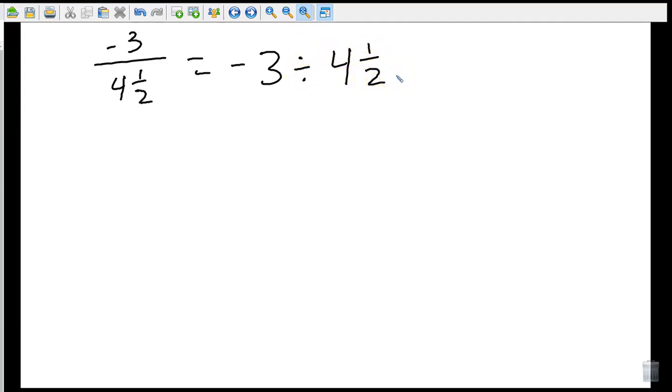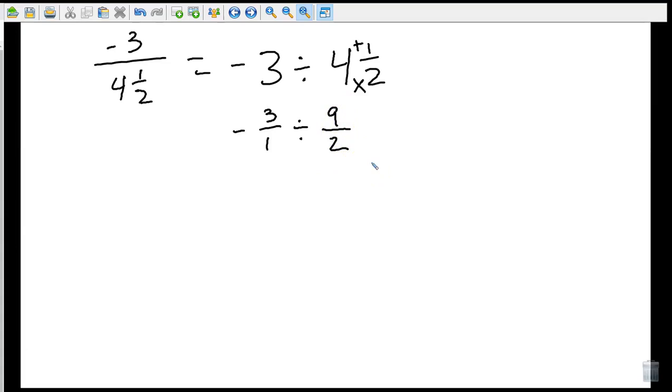What we've learned in the book is that before we can do anything, we have to change these to improper fractions. So what would -3 be as an improper fraction? It would be -3/1, divided by, how do we change this mixed number to an improper fraction? Well, the first thing we would do is multiply the denominator by the whole number, and then we would add what we get to the numerator. So multiply these two, and then add it to the top. So 2 times 4 is 8, plus 1 is 9, and that goes over 2.